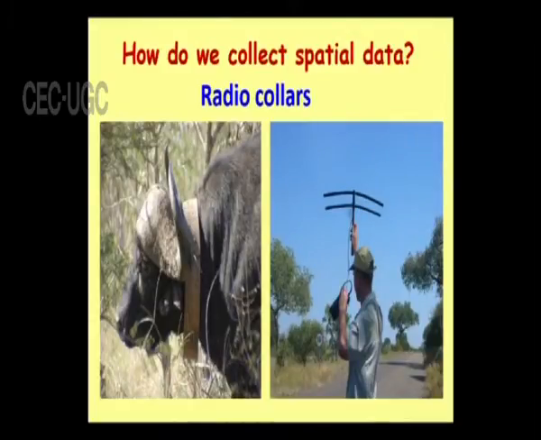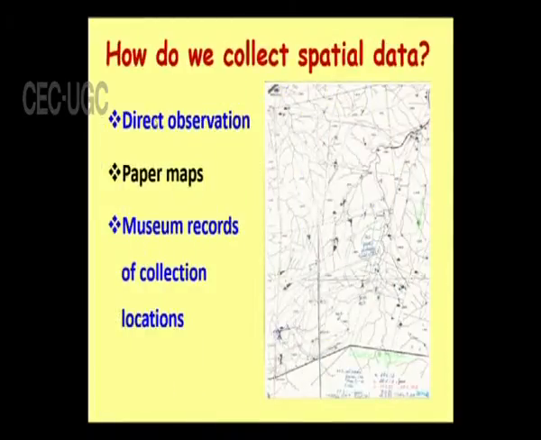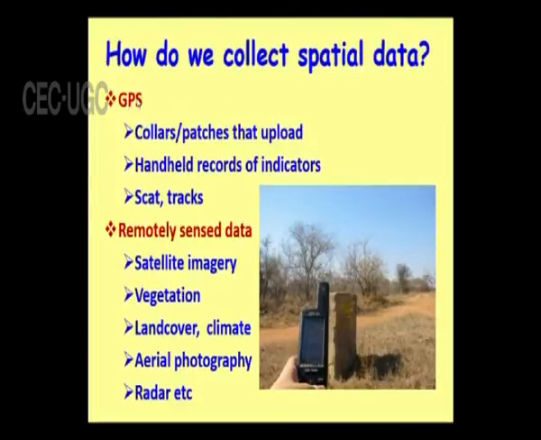So, this is an example of collecting the spatial data, and spatial data can be collected by other means also: direct observation, paper maps, the museum records. By all these ways we can collect the spatial data, and the GPS, the geopositioning system, the collars or patches that upload, the handheld records of indicators, scat, tracks. All these are various methods for collecting the information, and as such the satellite imagery, the vegetation, land cover, the aerial photography and radar. All these are various forms of collecting the data.